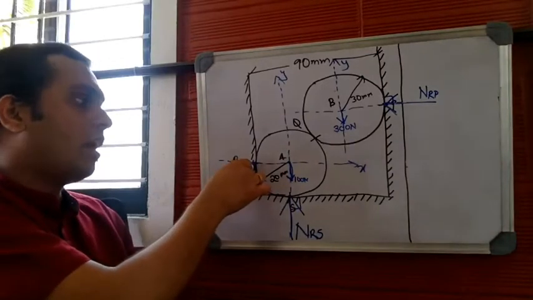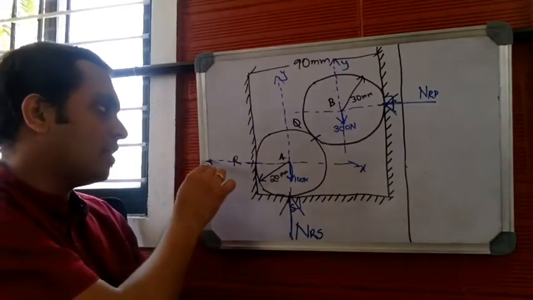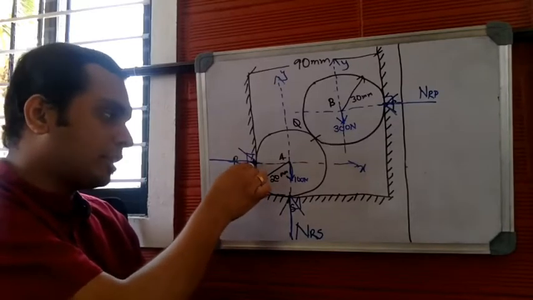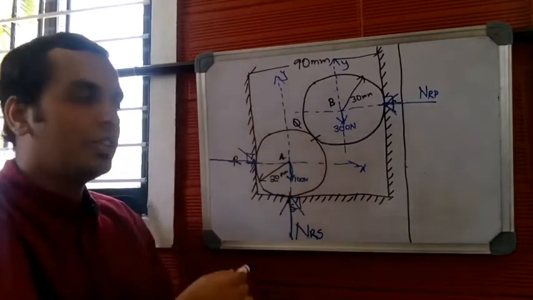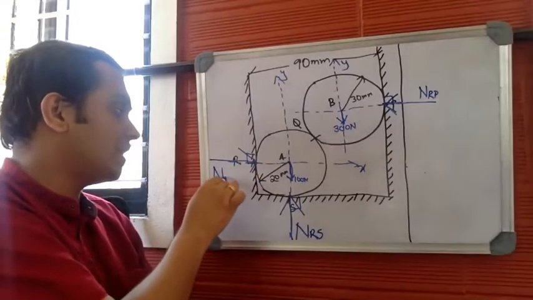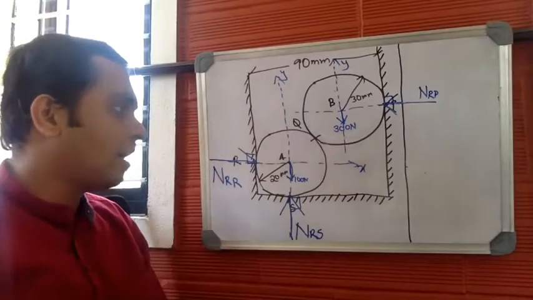Similarly, let me consider R. Again, normal reaction should always be perpendicular to the surface, directed towards the body, and should act exactly at the point of contact between body and the surface. Point of contact is R here. So let me indicate this as normal reaction about point R.